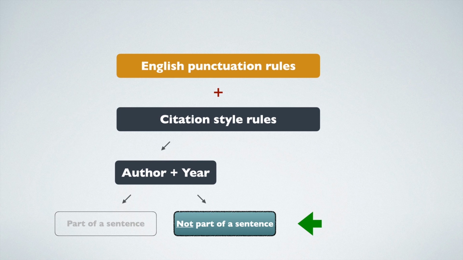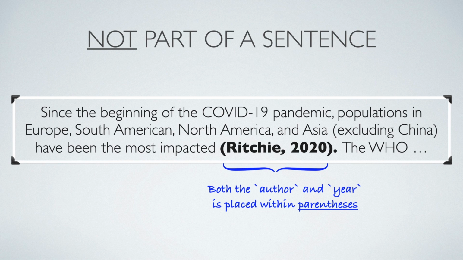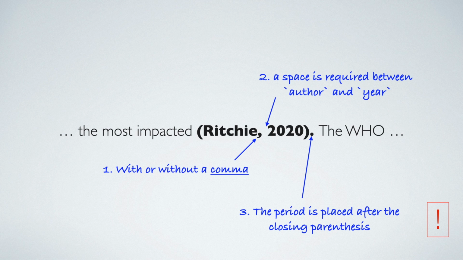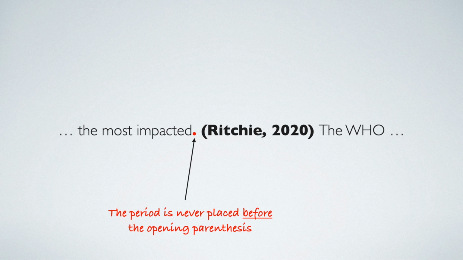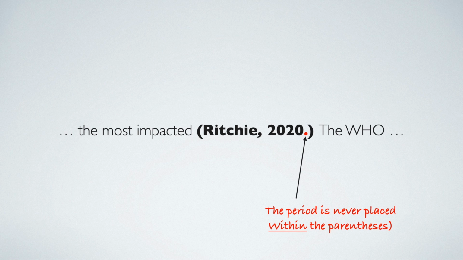Sometimes we may prefer not to make the citation part of the sentence. In that situation, both the author and year are placed within parentheses, and this is the same whether the source is co-authored by one, two, or more co-authors. After the author's name, you can add a comma or not, depending on the citation style you're following. A space is needed between the author and year, and very importantly, a period is required after the closing parenthesis. The period should never be inserted before the opening parenthesis or within the parentheses.